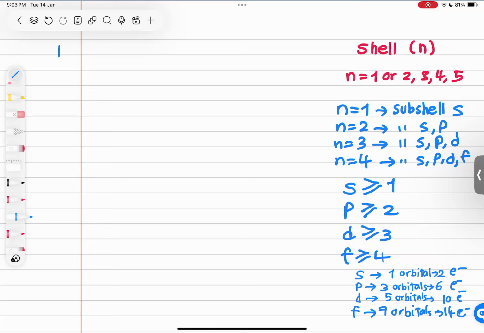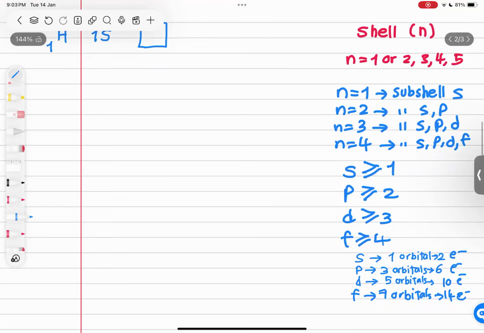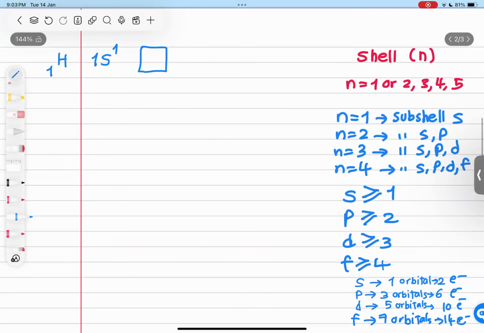We said hydrogen has 1 electron only. If you want to distribute it, the electron can be placed in the first energy level, number 1, and it contains only s. It's called 1s1. So this means that this orbital, which we can draw as a box or as a line, can hold 1 electron inside it only, like that.